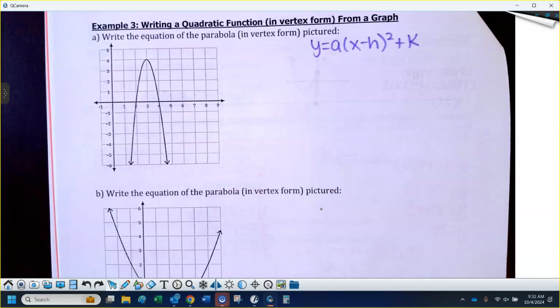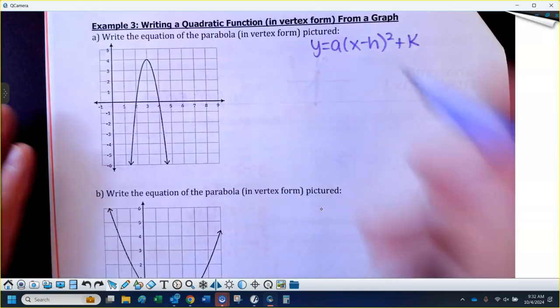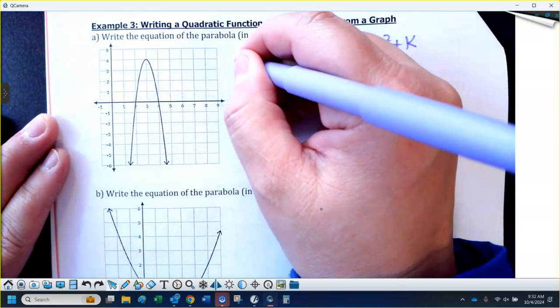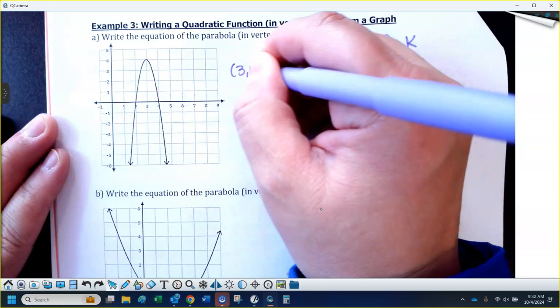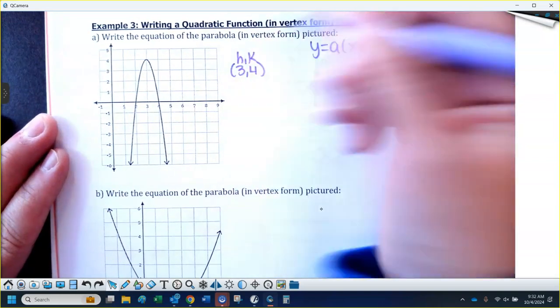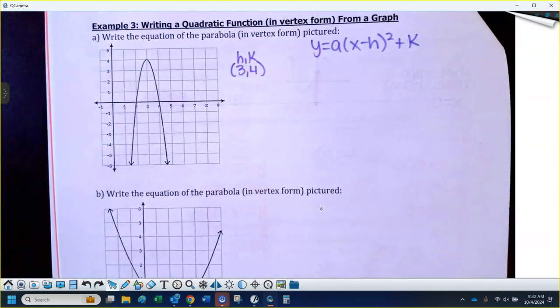Okay, what can you get from the picture that would help you do this? Riley, what do you think? The vertex. Okay, what's your vertex? Perfect. There's your H and K. Then what else did you say? A point. Okay.